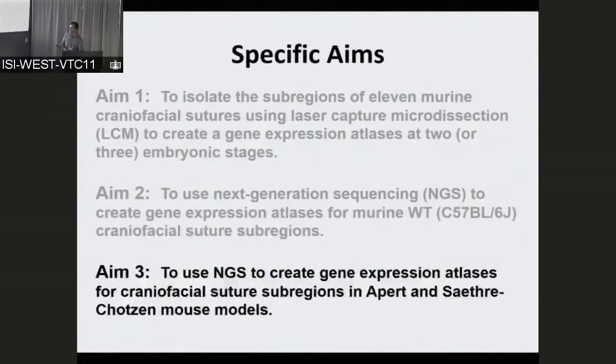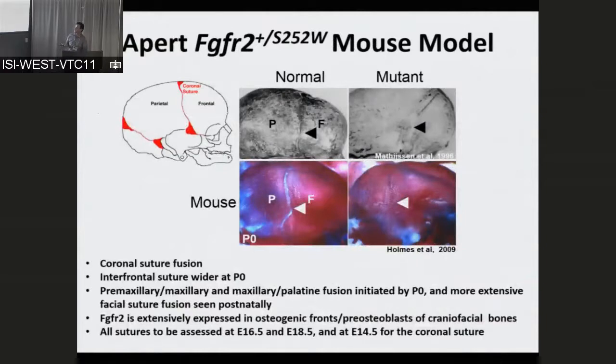Okay, so on to Aim 3, which is pretty much doing the same thing for our 2 mouse models. The mouse models we've chosen are the Apert FGF receptor 2 activated mutation mouse model. This is the most common Apert mutation. The mouse phenotype reflects the human, which is embryonic coronal suture fusion to start with. Their interfrontals are wider at P0. There's extensive maxillary, premaxillary, and other facial fusions at P0.